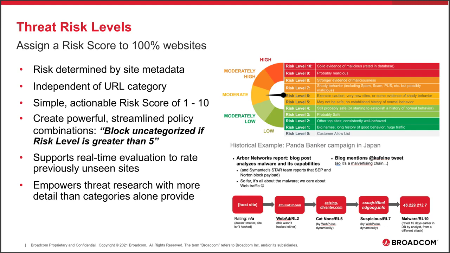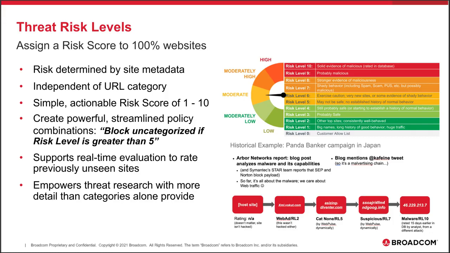On the right here, I'm not going to get into it, but you can see a brief example of how risk levels play a significant part in blocking attacks before anybody really even knows what's happening. Here's an example of the Panda Banker campaign in Japan. Once a campaign is identified, our threat researchers go back and see how our processes and systems handled it. When we went down the chain, we could see that the host site didn't have a rating. Doesn't matter, it wasn't hacked.